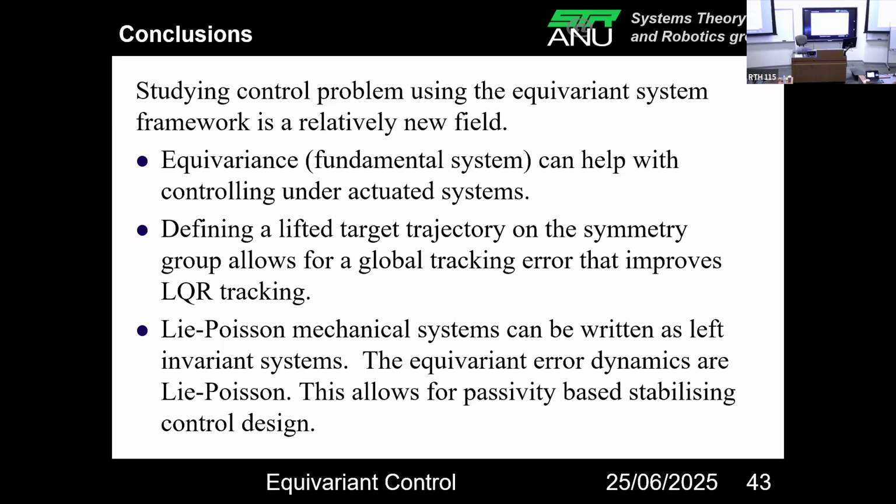Equivariance helps with controlling underactuated systems. Defining a lifted target trajectory on the symmetry group allows for global tracking and improves LQR, and the Lie-Poisson dynamical systems also have a symmetry that we know about now.